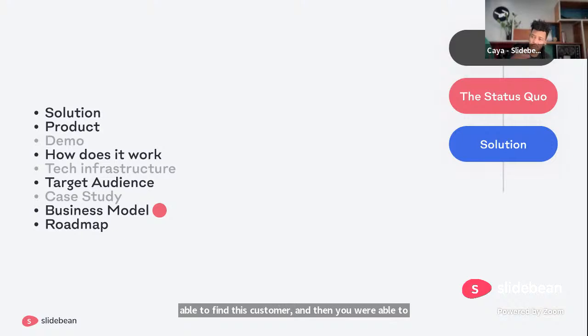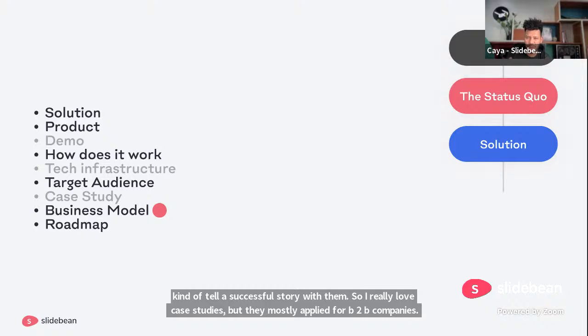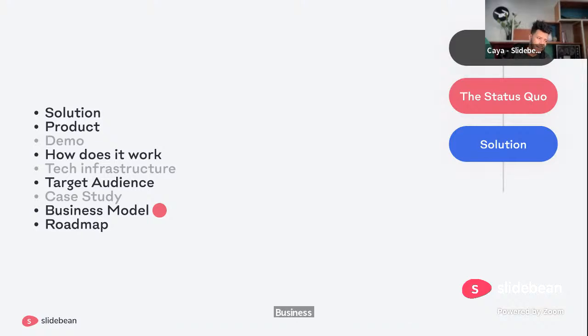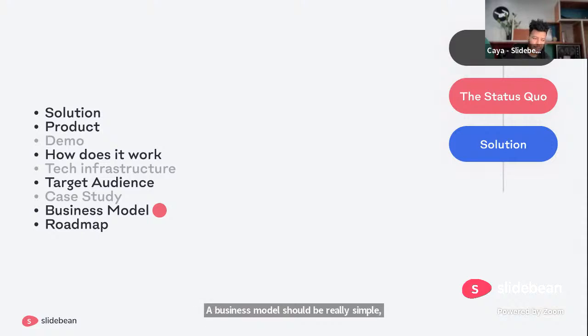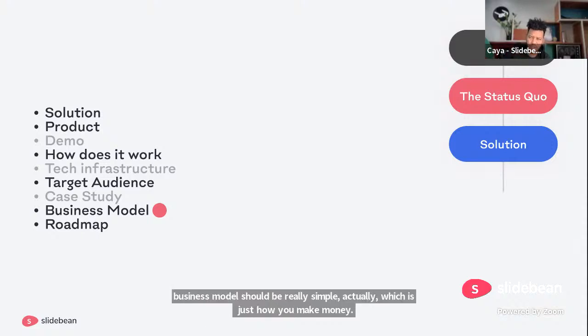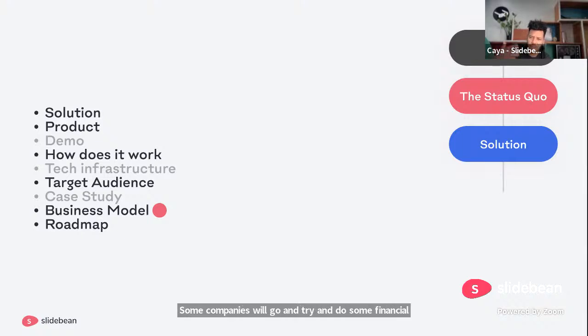Business model slide, red flag there, because a lot of people struggle with this slide a little bit. A business model slide should be really simple, actually, which is just how you make money. Some companies will go and try and do some financial projections and say, oh, we need 1,000 customers before we become profitable, or something along those lines. But generally, it's just a summary of how you make money, the business model.